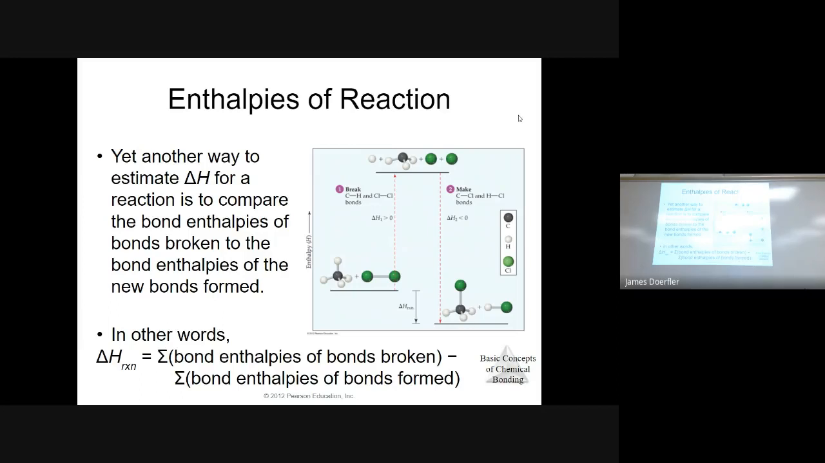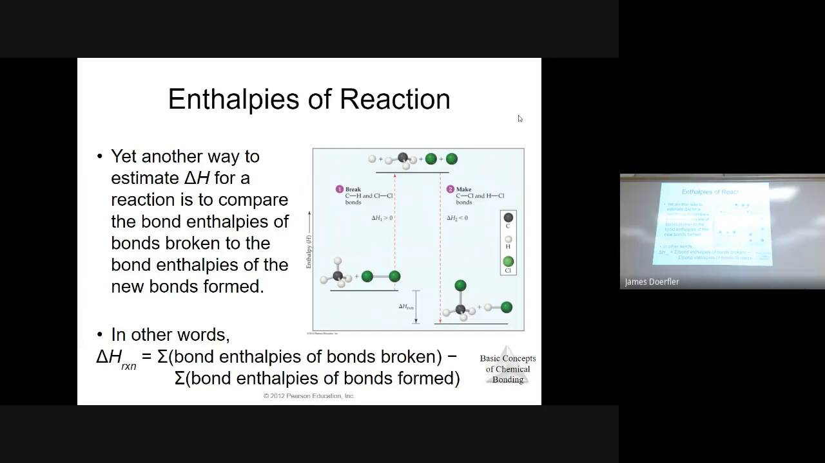When we're talking about bond enthalpy, we're going to be using the enthalpy of reaction, where we have the sum of the bond enthalpies that are broken, and from that, we're going to subtract the bond enthalpies of bonds formed. So enthalpies of bonds broken minus the enthalpies of bonds formed. So we're basically looking at reactants minus products.